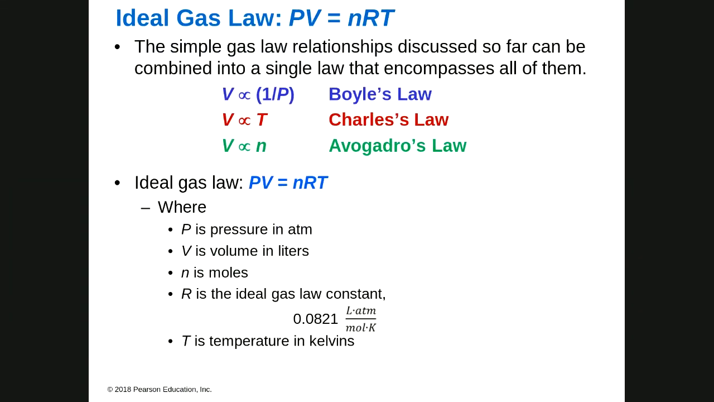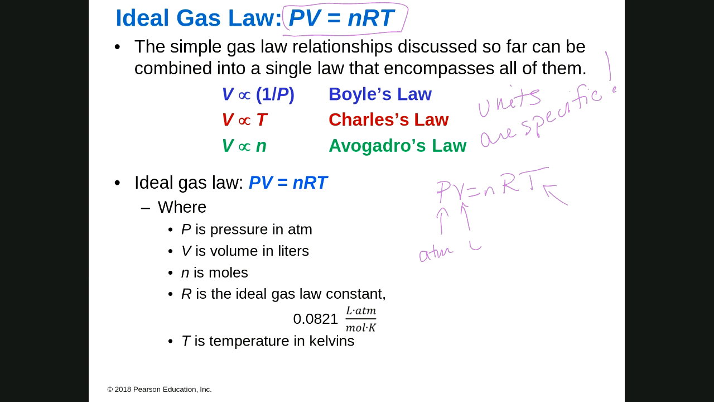Another way to combine these is into what we call the ideal gas law. And the ideal gas law is PV equals nRT. P is pressure, and this one is very specific. Units are specific. They have to be in these units in order for you to use this, and I'll show you why. Volume has to be in liters. Temperature, of course, has to be in Kelvin. n has to be in moles.